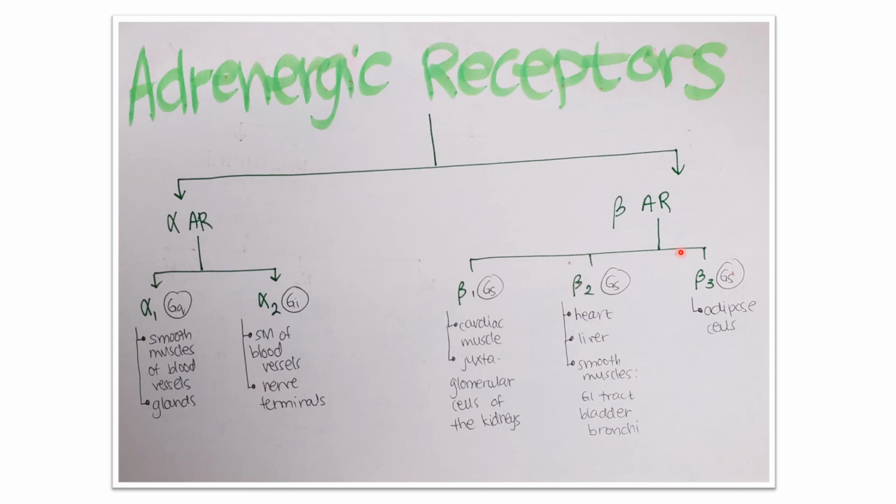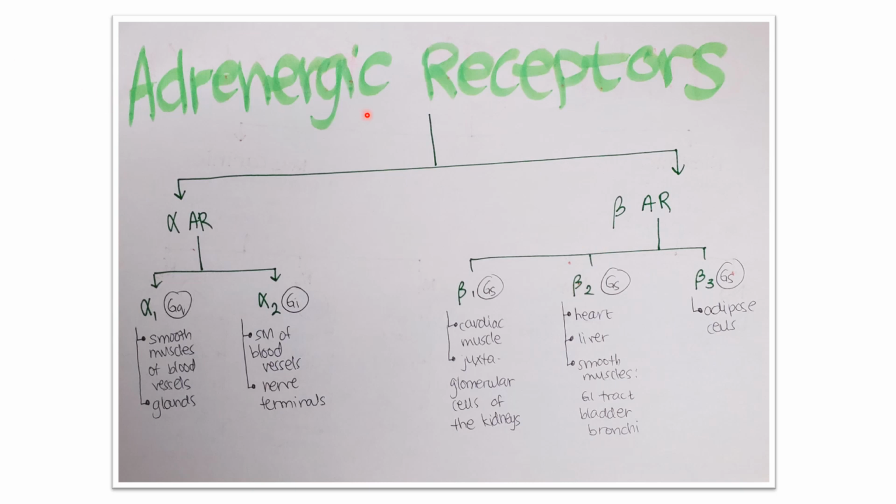The last one is beta 3. Beta 3 is coupled with GS. All of the beta adrenergic receptors are GS, G stimulatory. The second messenger would be cAMP and PKA as well, but they are stimulatory in contrast with alpha-2, which is inhibitory in nature. Beta 3 receptors are mainly found in adipose cells, which is why they are involved in lipolysis when activated.